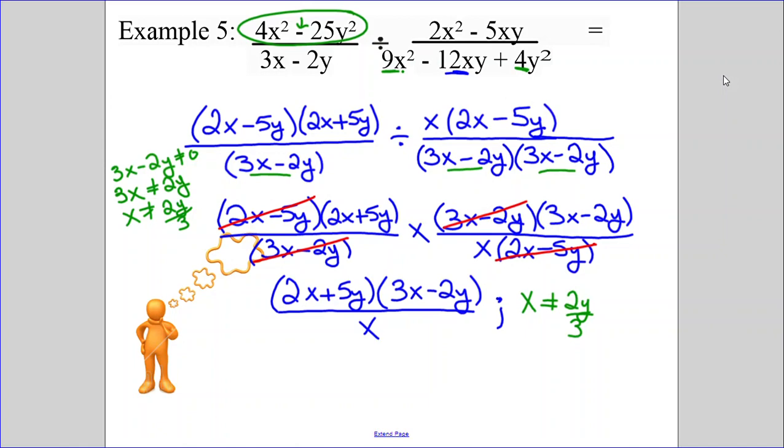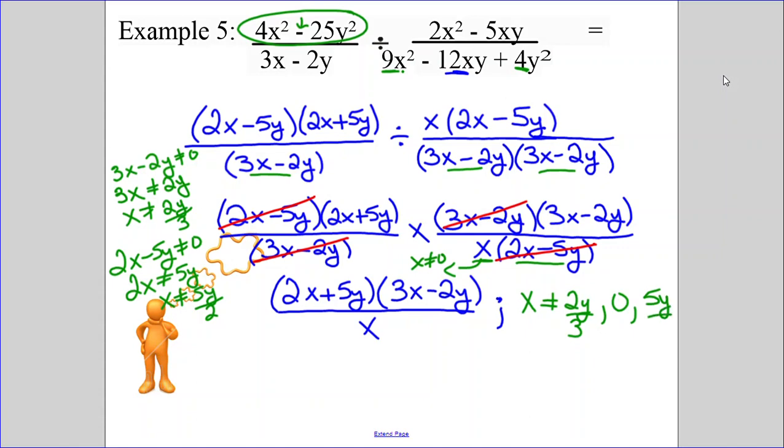Now, when I flip them, I've got an x term and a 2x minus 5y. So those are new. Well, I know x here, right? x can't be 0. So 0 is one. And then I have this other one, 2x minus 5y. So 2x minus 5y cannot equal 0. 2x cannot equal 5y, which means that x cannot equal 5y over 2. So x cannot equal 5y over 2 as my other restriction.